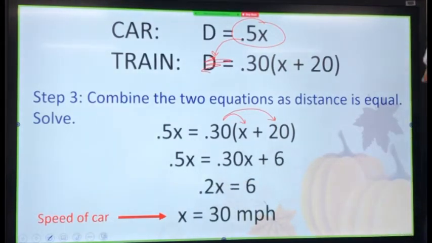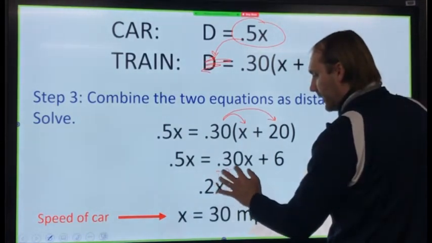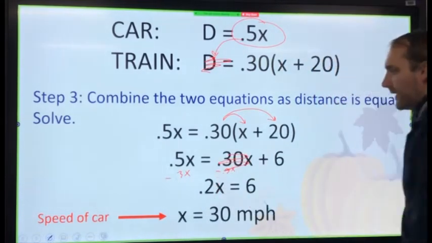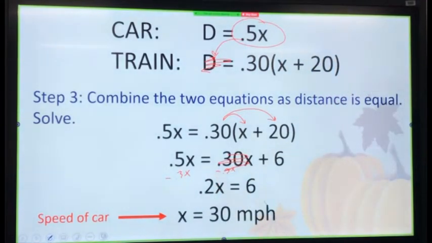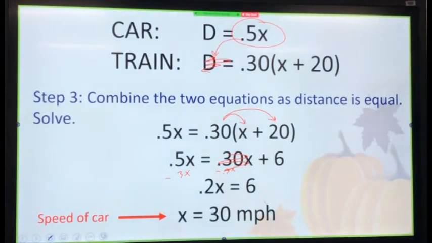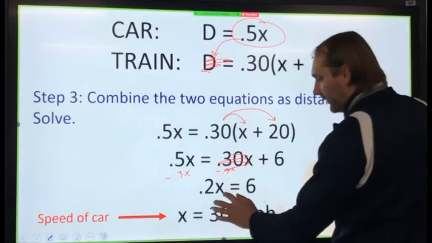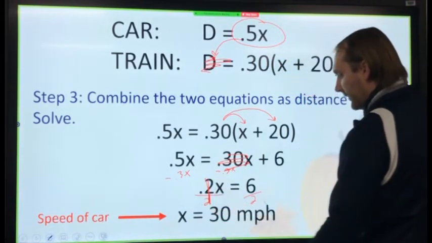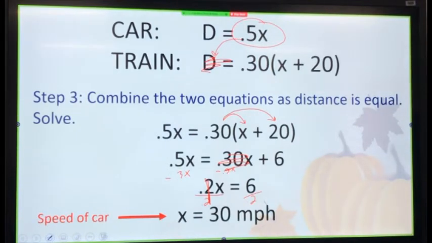Get one variable. So subtract 0.3x from both sides. That'll cancel that. 0.5 minus 0.3 is 0.2x equals 6. And then last but not least, let me get x by itself. So divide by 0.2. 6 divided by 0.2 gives me 30. In this case, my x is my rate. So 30 miles an hour for the car.